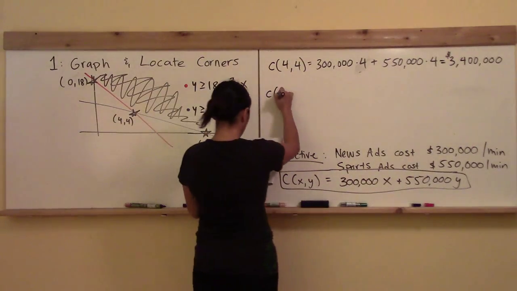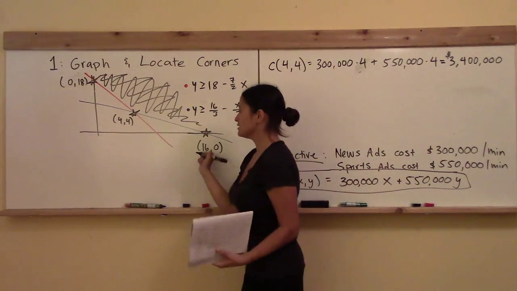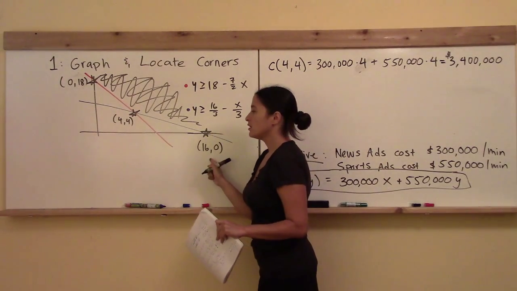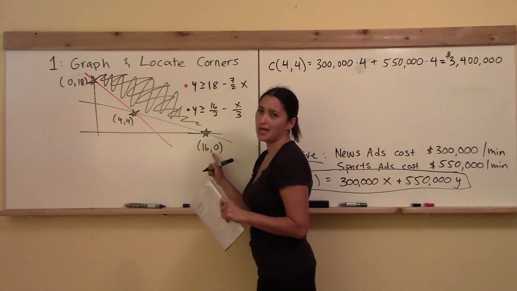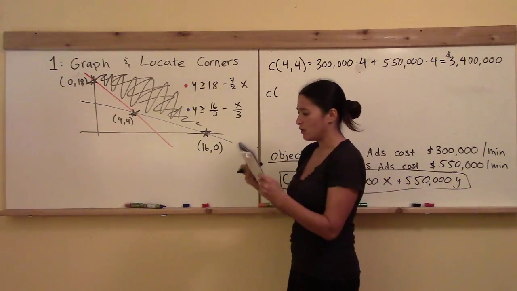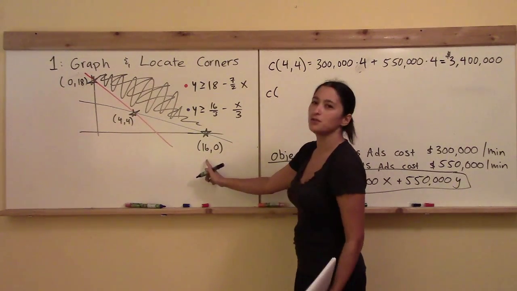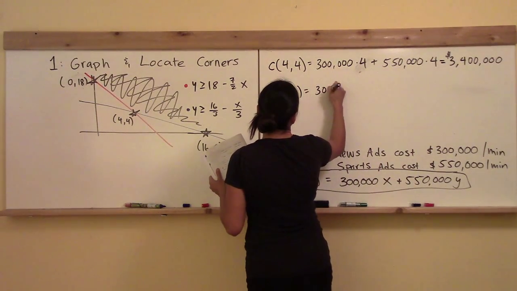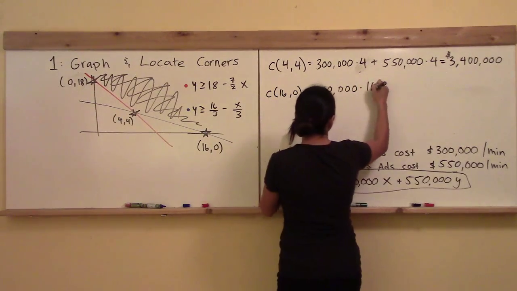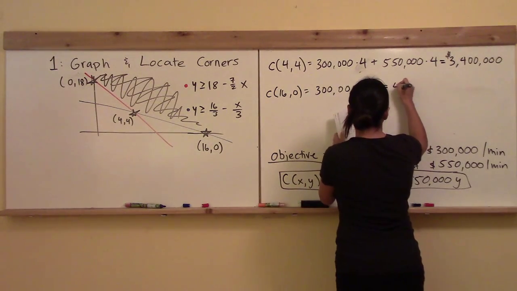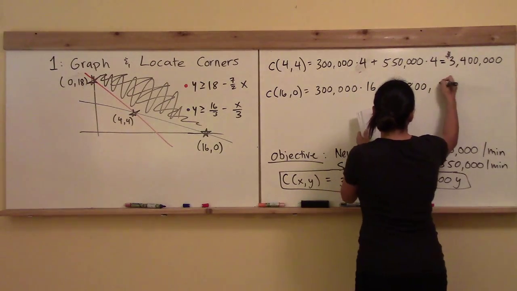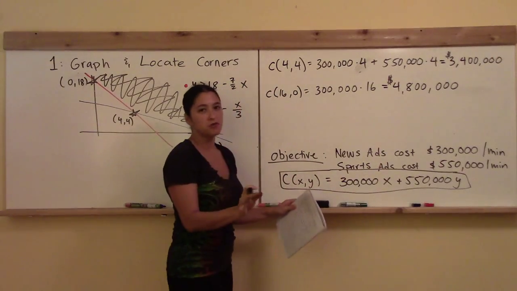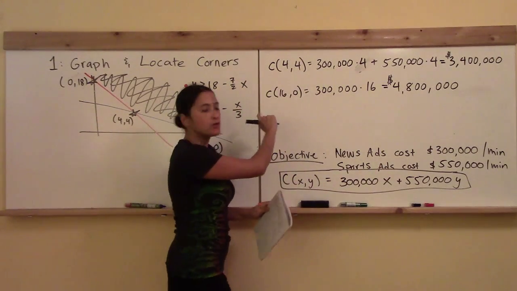That's a lot of money, but I'm a big advertising company, so I could afford to do that if I wanted. But what are some other things I could do? What does it mean to be (16, 0)? I'm just running what? Just running news ads. That's right. Sometimes you have to go back to your paper and look at what I called the x again. Oh yeah, that was the news ads. So (16, 0) would mean I'm just running news ads, and those cost $300,000 each, and I'd have to run 16 of those in order to reach my demographic goals, and that would cost me $4.8 million.